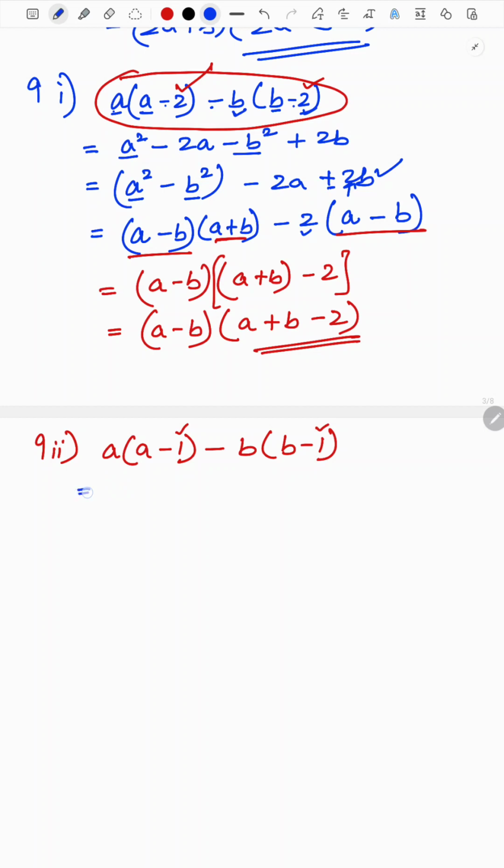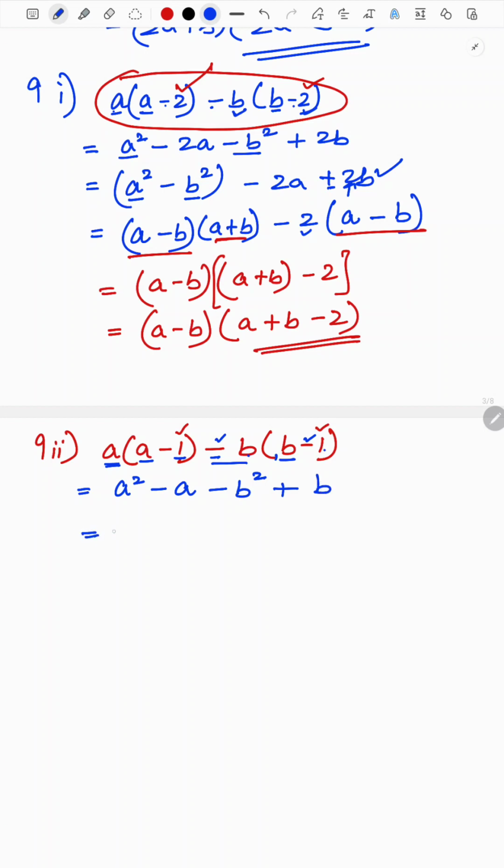Now first of all, let's solve this by removing the bracket. A into a will give us a square. A into minus 1 will give me minus a. Here minus b into b will give me minus b square. Minus into this minus gives me plus, b into 1 will give me b.